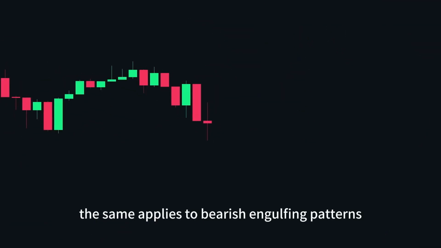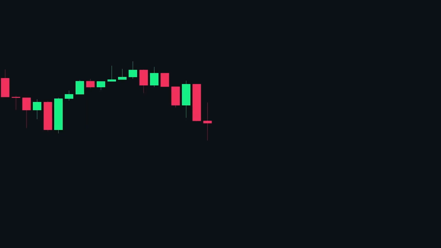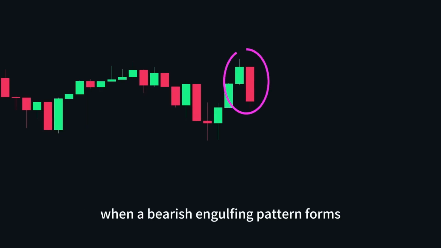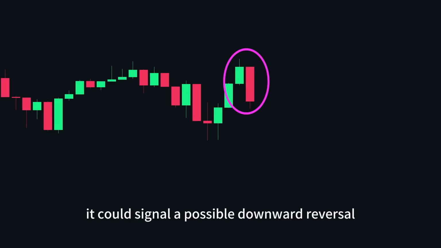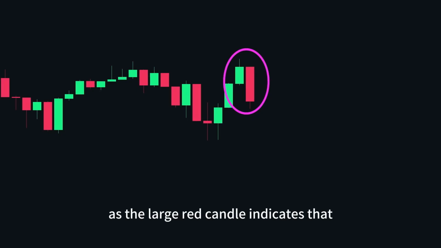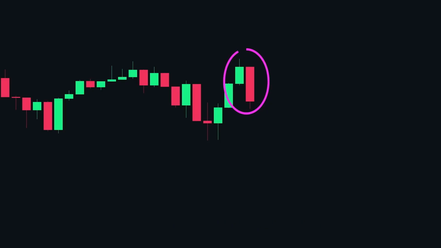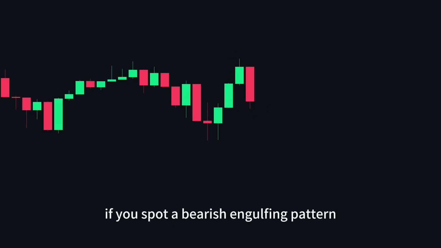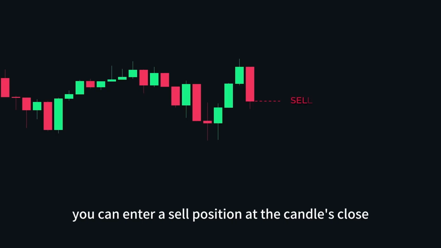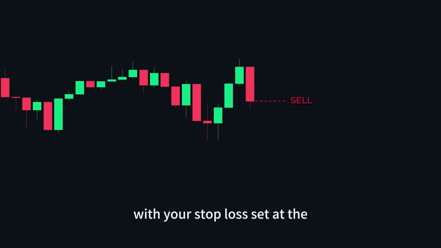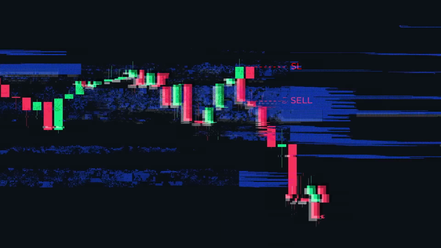The same applies to bearish engulfing patterns. When a bearish engulfing pattern forms, it could signal a possible downward reversal, as the large red candle indicates that sellers have gained strength over buyers. If you spot a bearish engulfing pattern, you can enter a sell position at the candle's close, with your stop loss set at the top wick of the red candle.